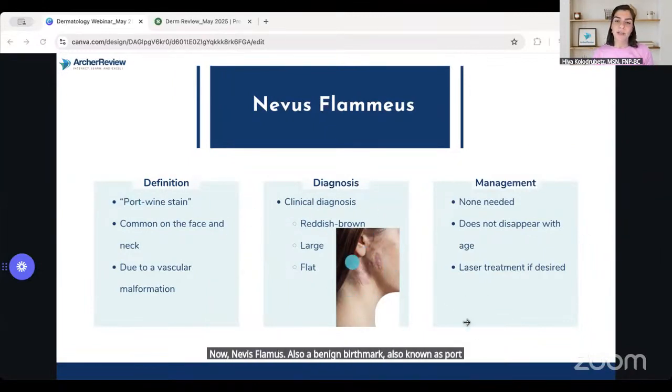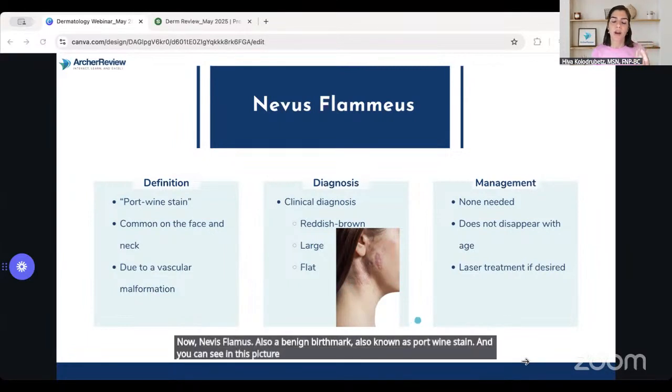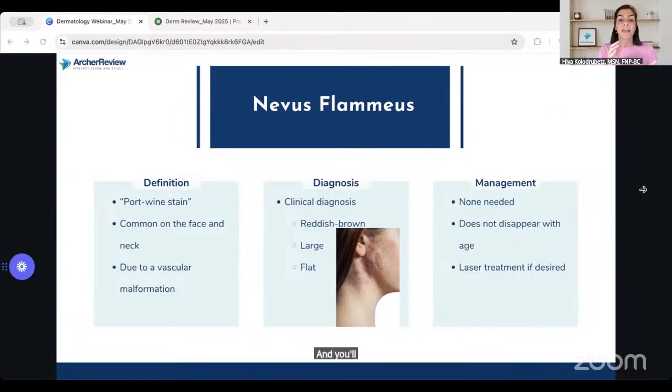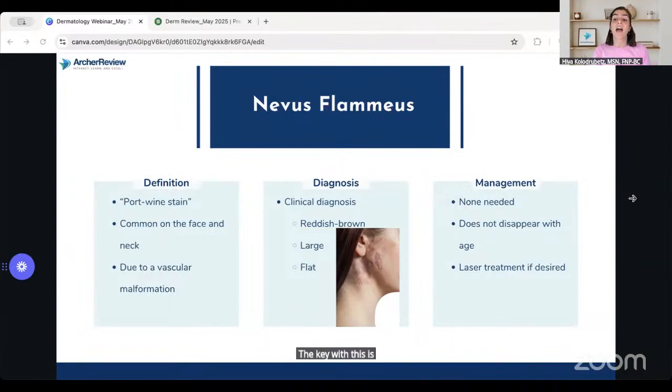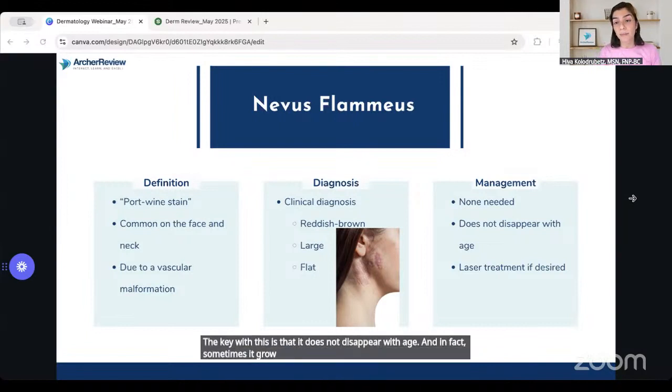And you can see in this picture why. It's got that beautiful dark purple color. These are flat, reddish brown, purple. They're a lot larger, and you'll commonly see it on the face or neck like it's pictured here. Now, this is also a vascular malformation. We don't quite know the etiology, but there is possibly some genetic link, so it might run in the family. The key with this is that it does not disappear with age. And in fact, sometimes it grows thicker and darker as the patients age.